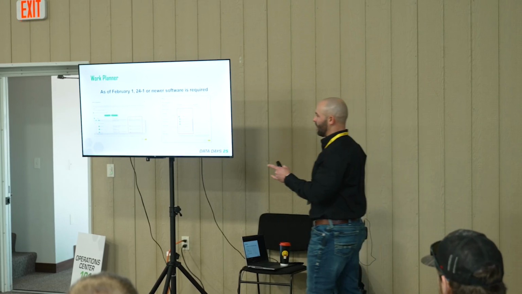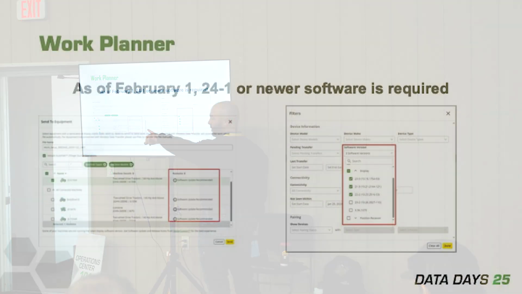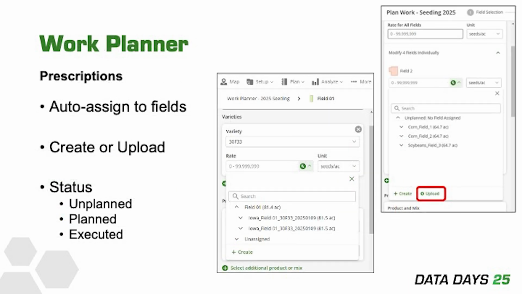So two quick call outs on where you can easily find this in Operations Center. If you're in Work Planner and you hit Send to Equipment, it's going to tell you right there if that machine is compatible with Work Planner or if you need an update. The other spot you can find that is in your Equipment tab. So you go into Equipment, there's all your devices. You can see software versions, real quick and easy to figure out whether you need that update before you hit the field.